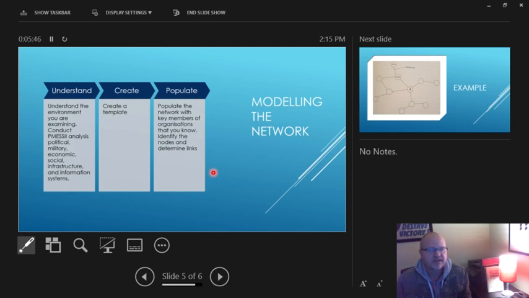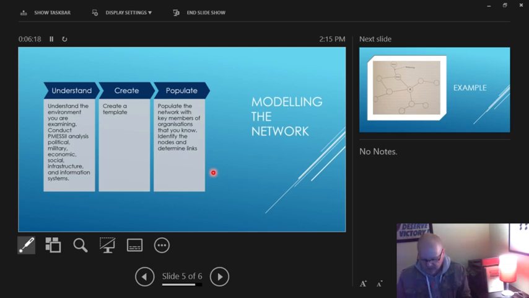The next step is to create a template. Now again, we've talked about that this is usually done these days through software, through the Analyst Notebook for example, but there's a lot of other different software that will do that as well. So you create a template, or the software will create it for you. You populate that with the key members. You put in the nodes as well as the links of communication to develop that particular model.